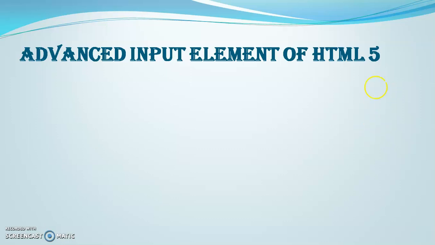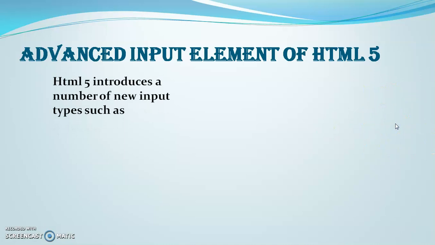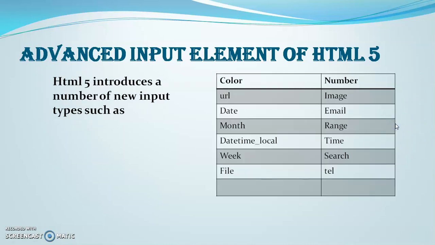So the advanced input elements of HTML5 are: color, which defines a color picker; number, which defines a field for entering a number; URL, which defines a field for entering a URL; image, which defines an image as a submit button; date, which defines a date picker with year, month, and day; email, which defines a field for an email address; then month, which defines a month and year control in the format yyyy-mm, that is year and month.